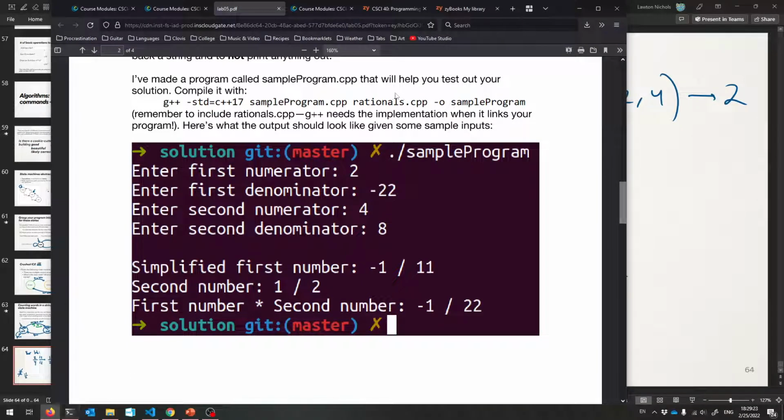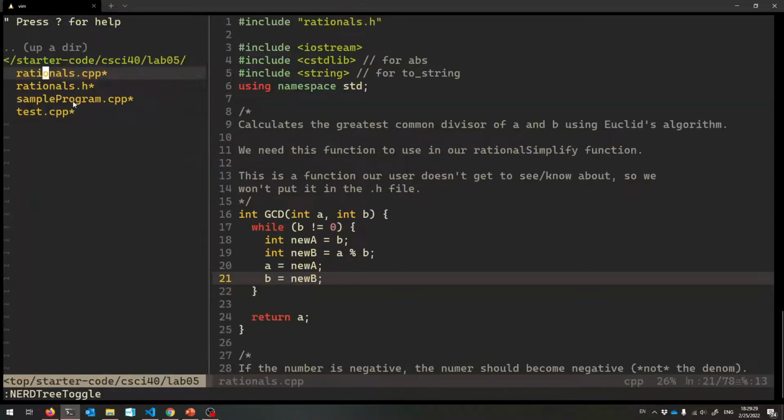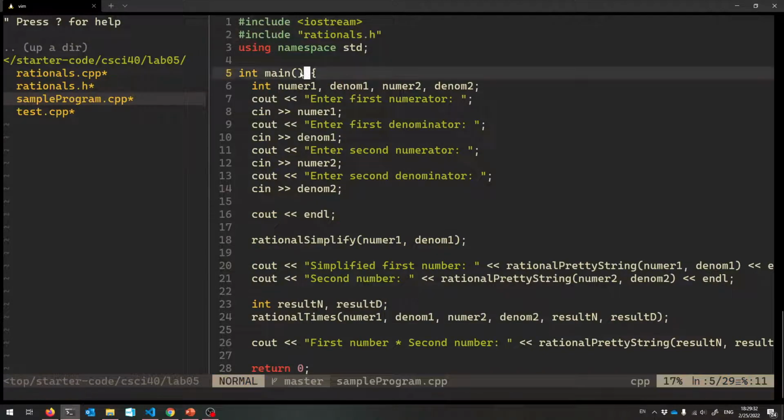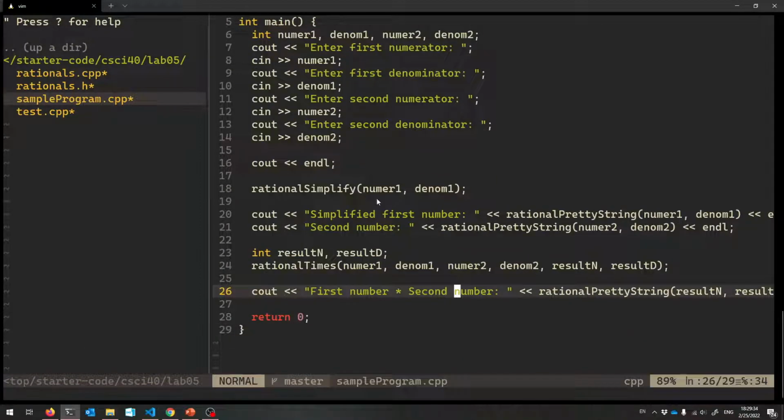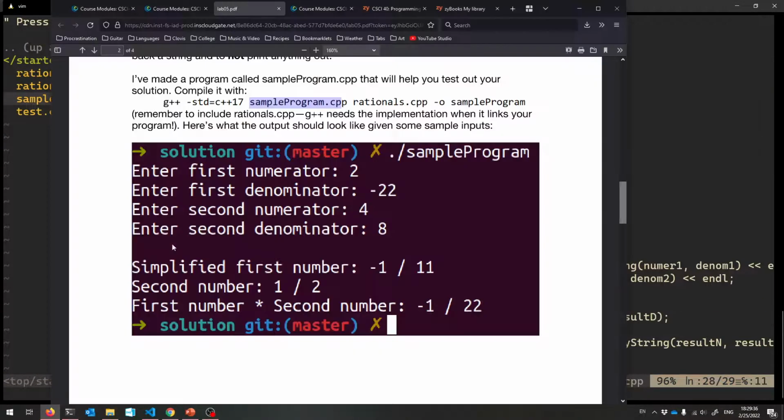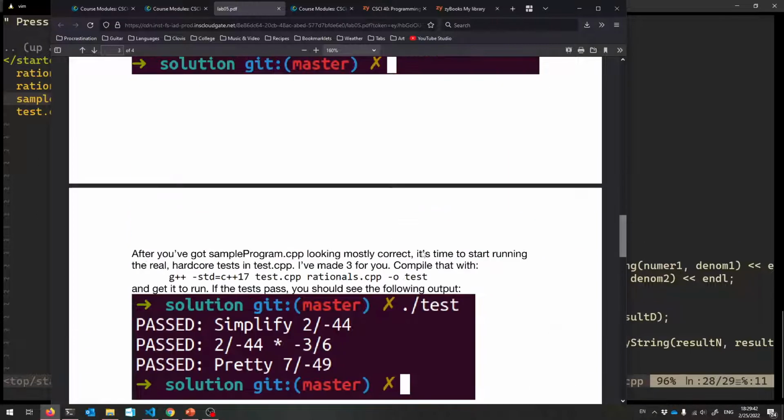And that is the main bit of your lab. I've given you a sample program that you're not going to be filling in. It's a program that uses your library. It's called Sampleprogram.cpp. It just imports your library and lets you type in some fractions so that you can test all the things that you're printing. And so if you run it with these inputs, for example, this is the output that you should get. That's what it should look like. So that's your program there.